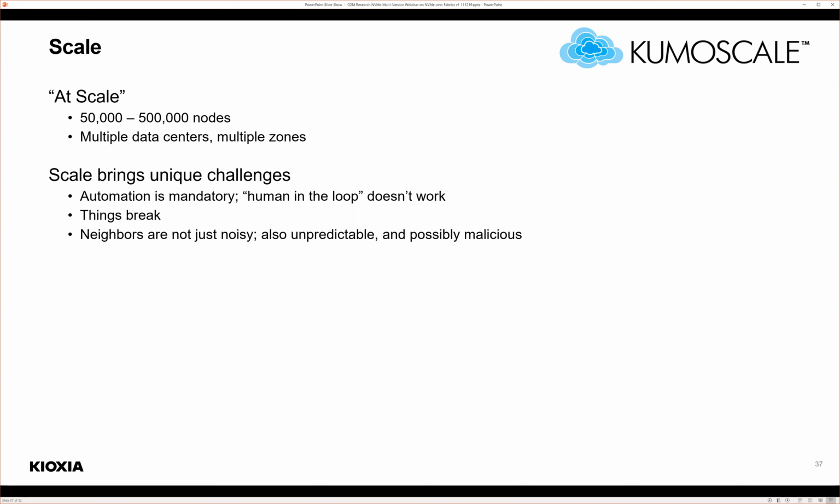Basically, humans can't be very involved in the deployment and maintenance of each individual unit. Human in the loop doesn't work when you're trying to deploy 1,000 of something, nor does it work when things break. So automation becomes a focus to a far greater extent than it is in the enterprise. And your neighbors may be malicious. We talk about noisy neighbors a lot, but there are neighbors that want your data in the cloud, and you need to protect against that.